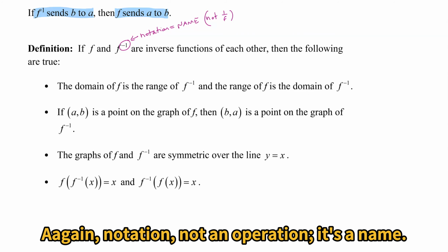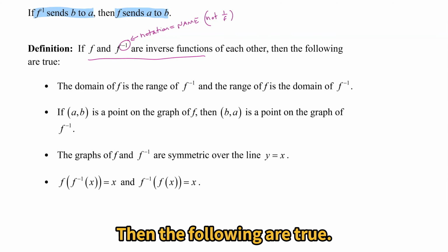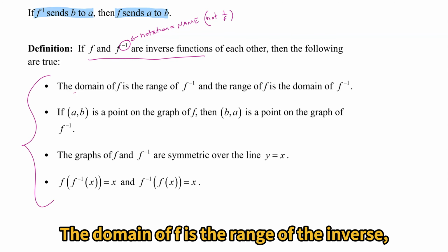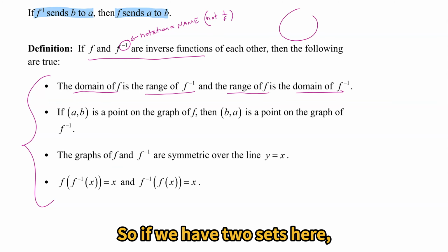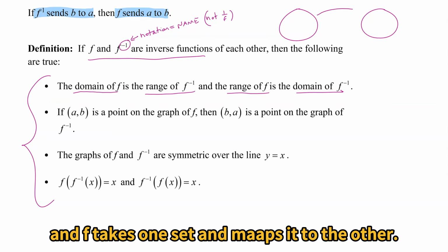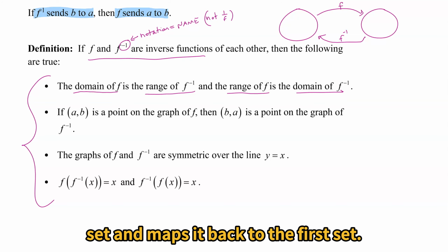Again, notation, not an operation. It's a name. So if I have inverse functions, then the following are true. The domain of f is the range of the inverse, and the range of f is the domain of the inverse. So if we have two sets here, and f takes one set and maps it to the other, the inverse function takes the second set and maps it back to the first set.